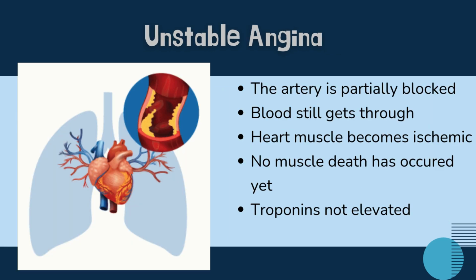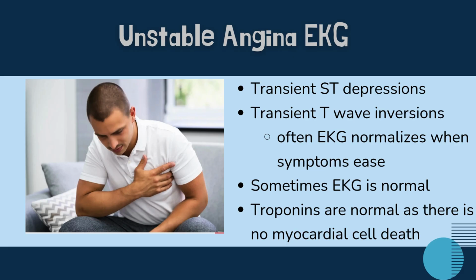Then we move down the ladder to our unstable angina. An unstable angina is kind of like the warning shot, the step before an NSTEMI. The artery here is narrowed by a clot, but flow is just enough to prevent necrosis. This is ischemia without cell death. On the EKG, what we might see is transient ST depressions or T-wave inversions during an episode of pain. But the tracing often normalizes when the pain resolves. Sometimes it looks completely normal. That's because the ischemia is reversible. The muscle is starved, but it's not dying.